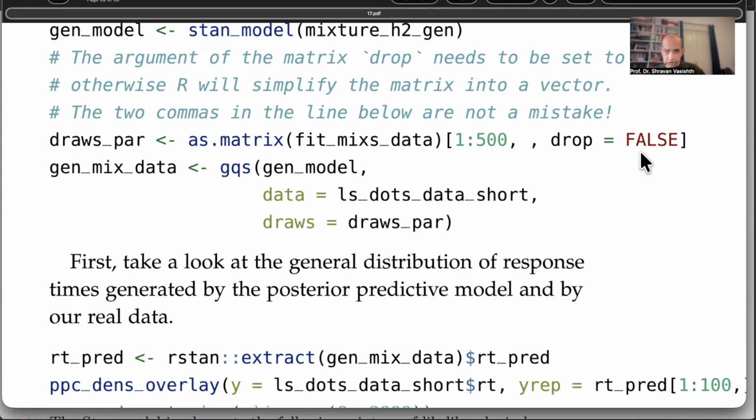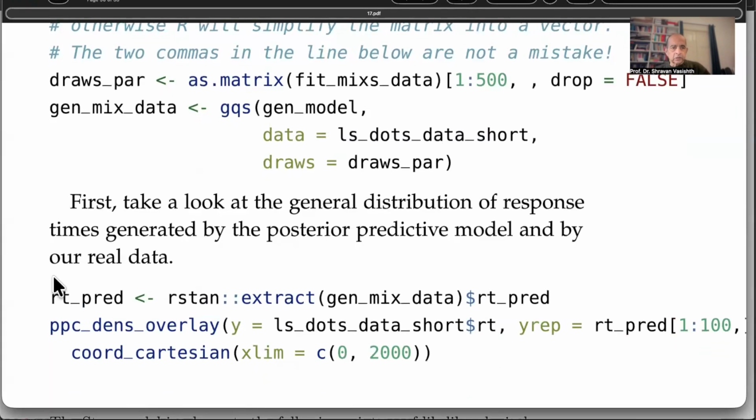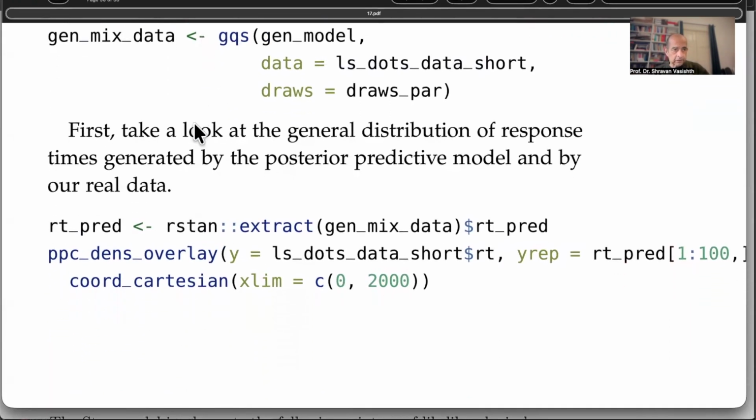There's some syntactic sugar here that you have to pay attention to. It says here that the argument drop of the matrix needs to be set to false, otherwise R will simplify the matrix into a vector, right? So you don't want that to happen because there are going to be different parameters. Okay, so that's the input to this GQS function.